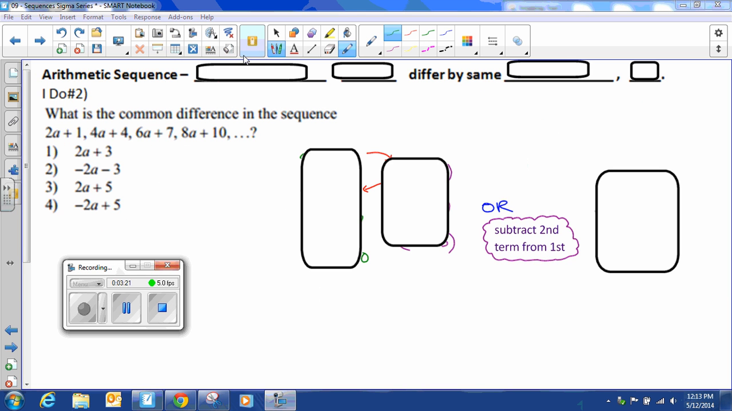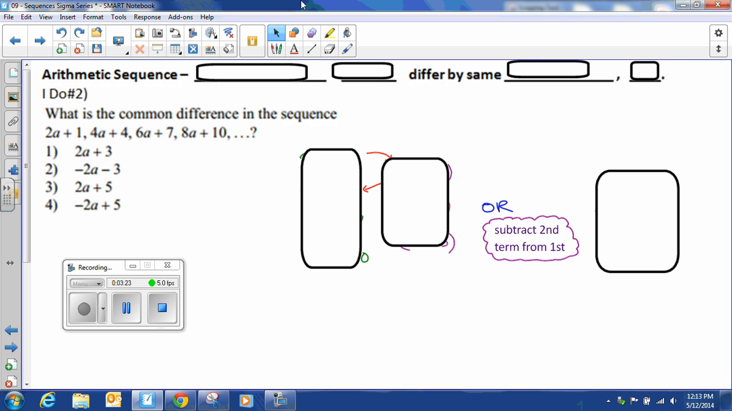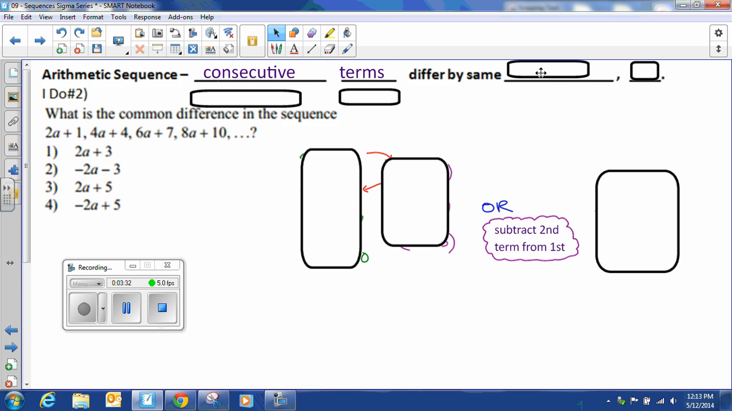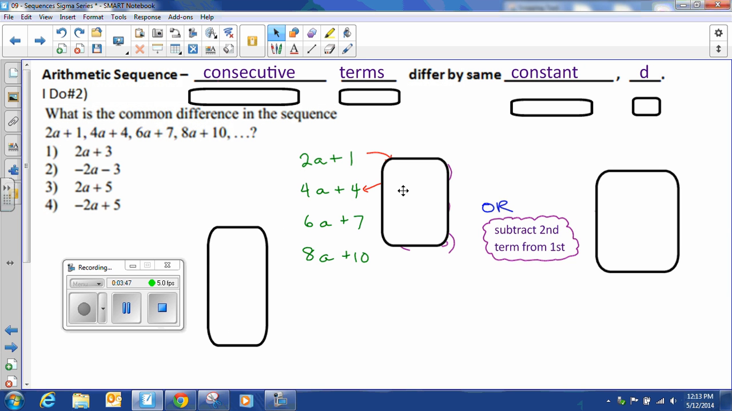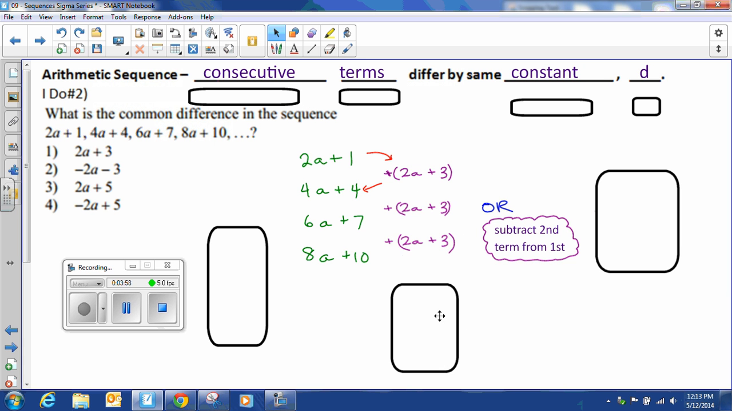So in the first two examples, we looked at general sequences. Now we're going to specifically look at something called an arithmetic sequence. And an arithmetic sequence has consecutive terms that differ by the same constant called d, the common difference. What is the common difference in this sequence? So as you can see, we have a sequence here, and I've listed them in order vertically. Basically, the difference between each one, how do we get from the first to the second, second to the third, third to the fourth? We add 2a plus 3 each time.